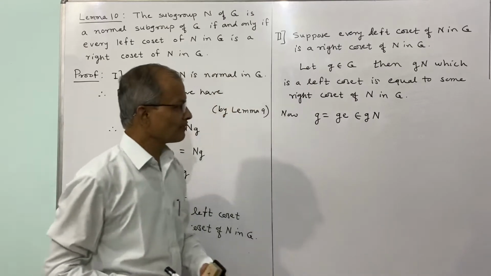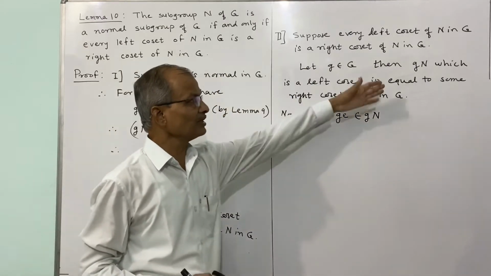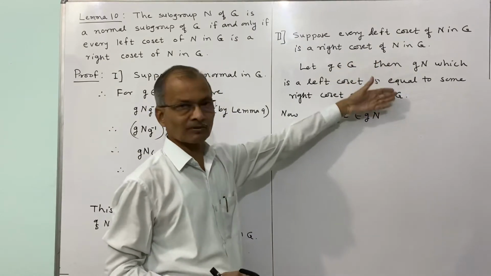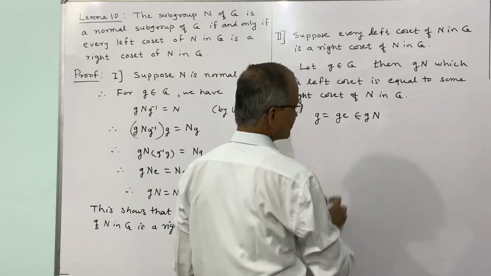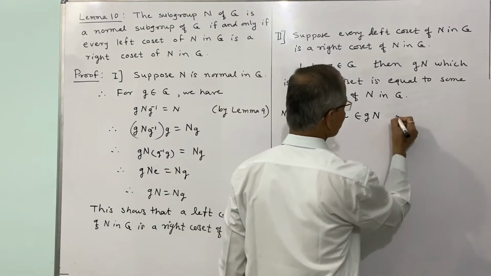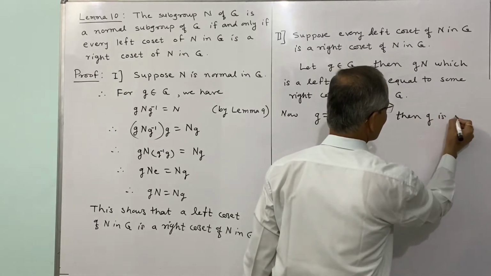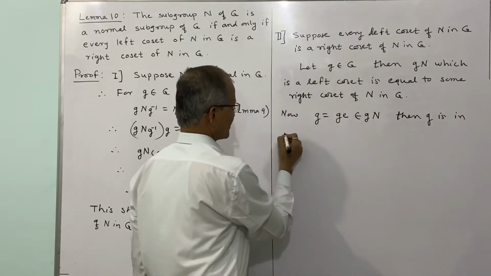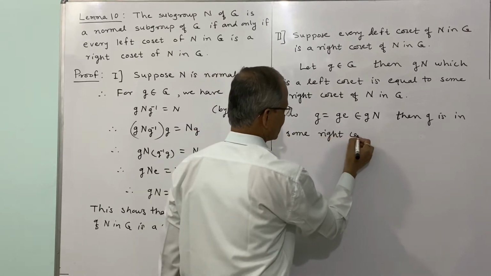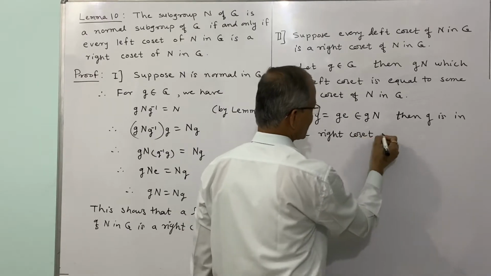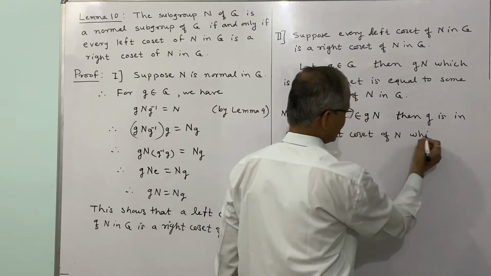So g is in left coset. So therefore this implies g must be in right coset, because every left coset is right coset. So now g belongs to g N, then g is in some right coset of N, which is equal to g N.